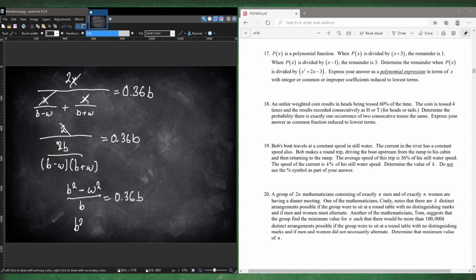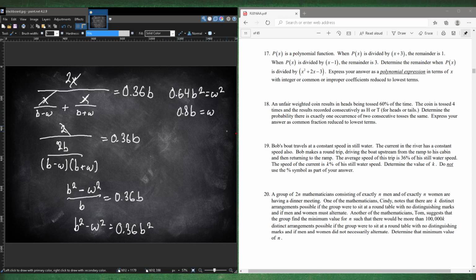So that is B squared minus W squared equals 0.36B squared. Move the B squared to one side, so that's 0.64B squared is equal to W squared. Now square root both sides, so you get 0.8B is equal to W.